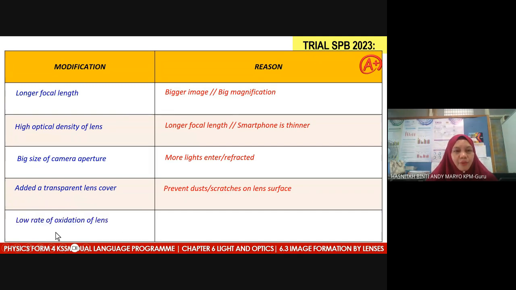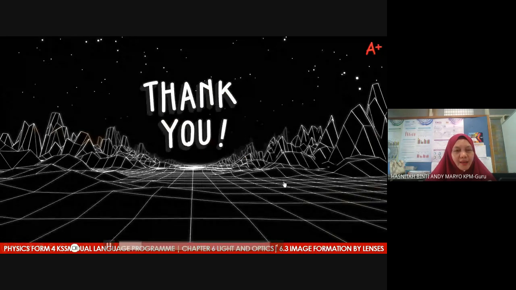And last but not least, we can use a low rate of oxidation of lens so that our lenses will be long lasting, or prevent it from becoming blurred in a shorter time. Okay, so these are the modifications and reasons recommended for this question, in order to overcome the blurry image produced by the initial lens on the smartphone camera. Okay, so I guess that's all for today. Image formation.